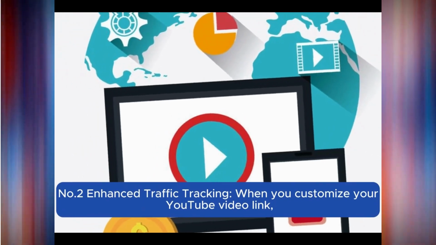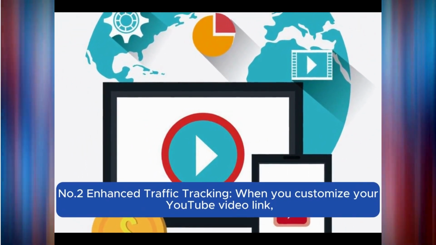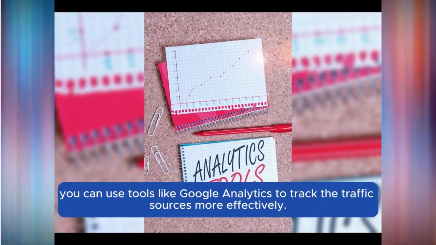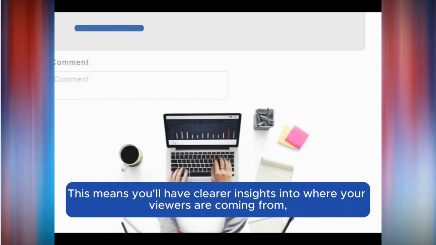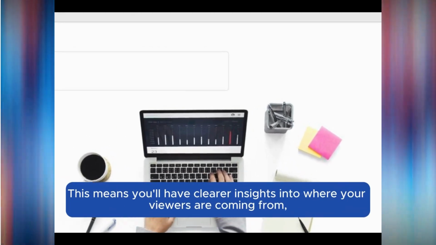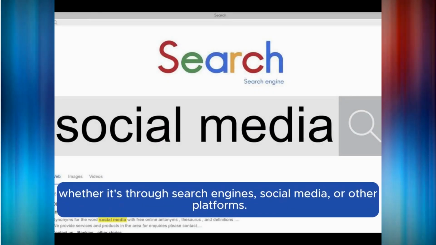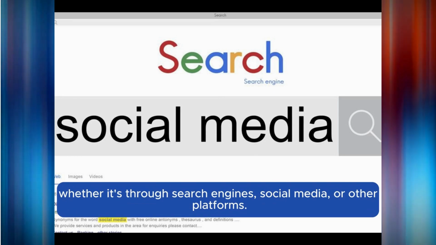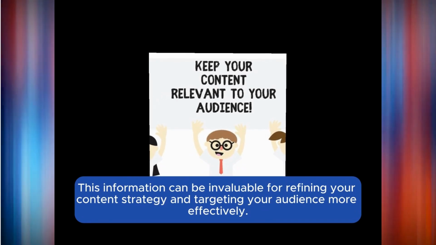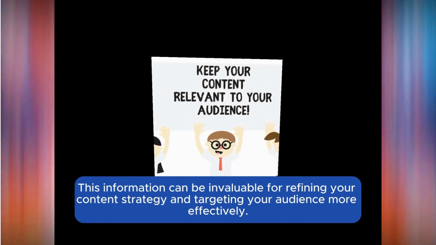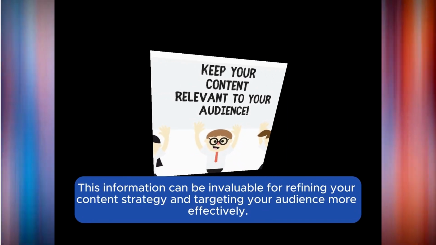Number 2, enhanced traffic tracking. When you customize your YouTube video link, you can use tools like Google Analytics to track the traffic sources more effectively. This means you'll have clearer insights into where your viewers are coming from, whether it's through search engines, social media, or other platforms. This information can be invaluable for refining your content strategy and targeting your audience more effectively.